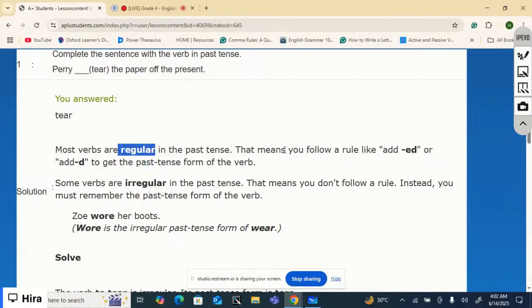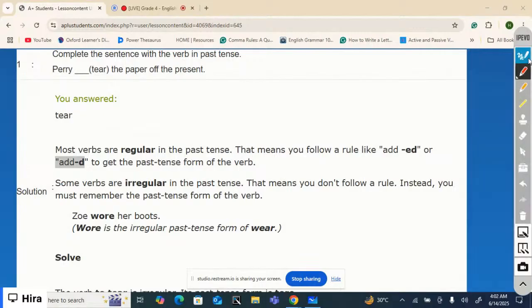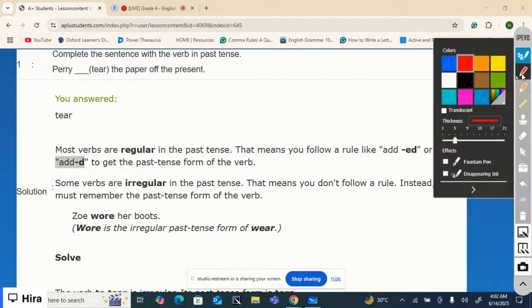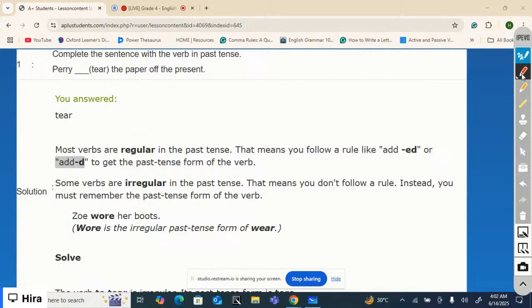That means you follow a rule. What kind of rule? Like add ed or add d to get the past tense form of the verb. Well, let me tell you how you use regular past tense verbs. I mean, how most of the verbs are regular in the past tense. It means we follow a rule, like add ed or add d to get the past tense form of the verb. Let's take an example.